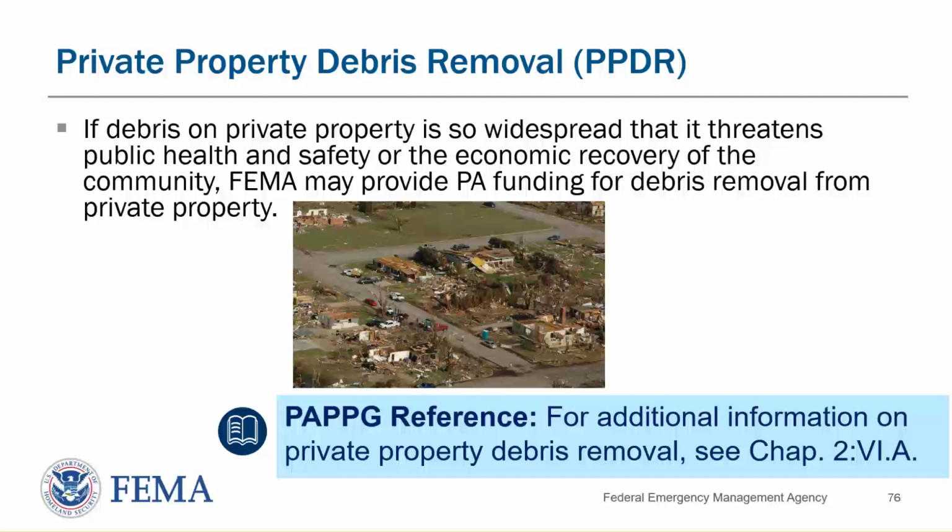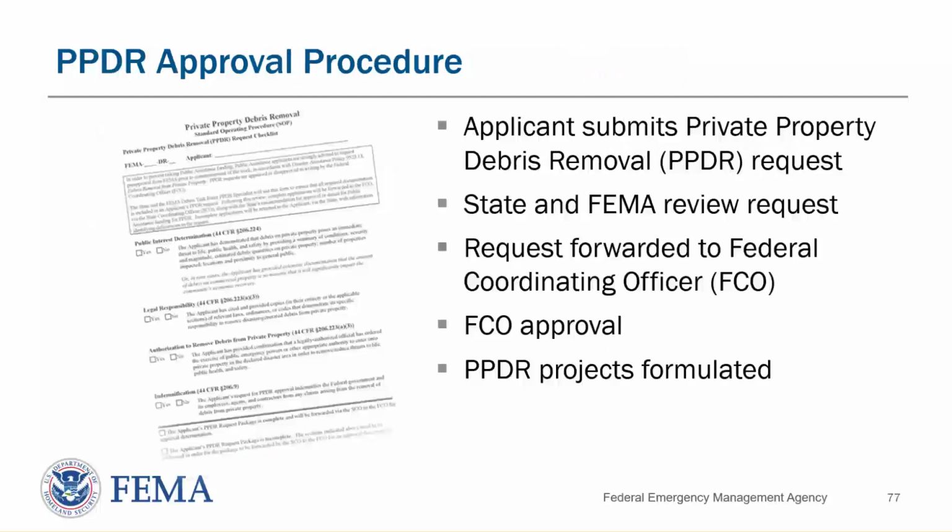So applicants will submit the private property debris removal request. State and FEMA will review the request and forward that to the federal coordinating officer. The FCO, or federal coordinating officer, approves, and then you can formulate the projects. So that's just a quick how-to. And what you see over in the corner is the SOP, the standard operating procedure, which that checklist is also available online. I believe it's attached to the fact sheet.